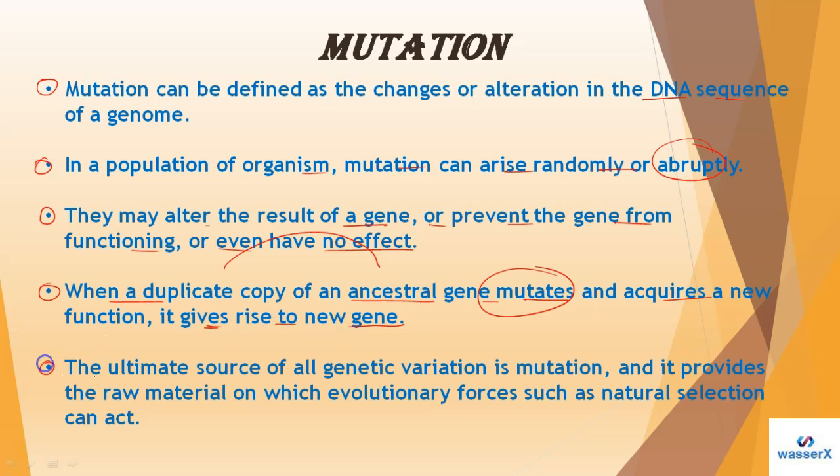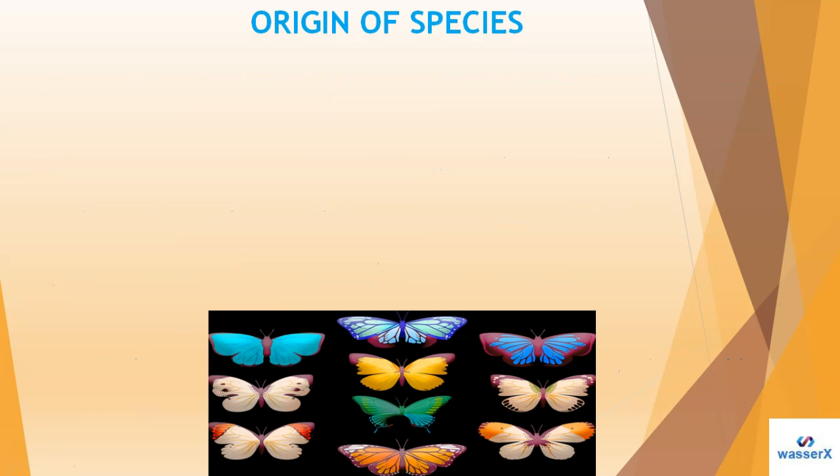Now we have the next point, students. The ultimate source of all genetic variations is mutation, and it provides the raw material on which evolutionary forces such as natural selection can act. Okay, so let's move further now. Hope you have understood that one.